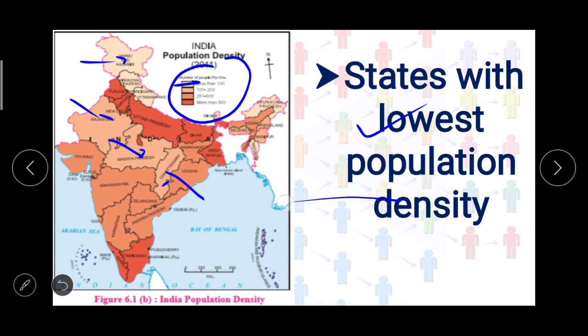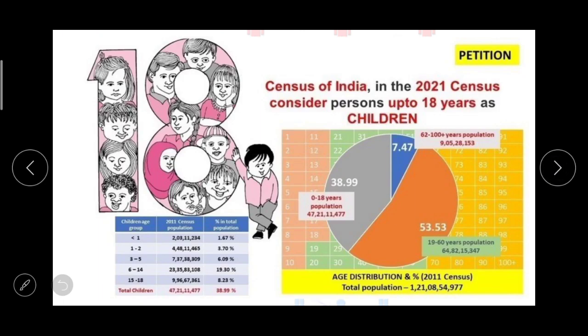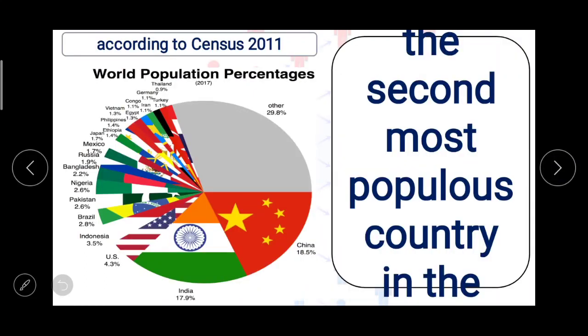And now the next one. Census of India: in the 2021 census, persons up to 18 years are considered as children. Now here, India's population is around 121 crore according to the census of 2011, and India is the second most populous country in the world.